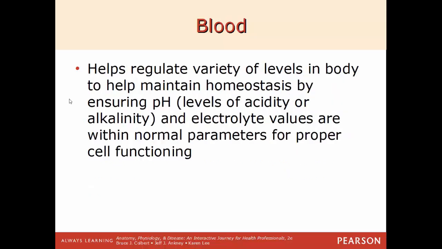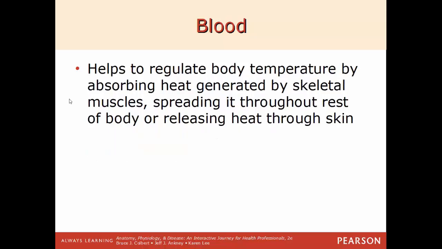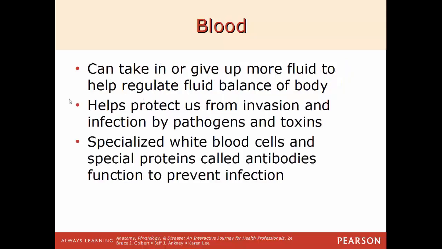The blood also plays a key role in maintaining the variety of different levels within the body, so you can maintain homeostasis, monitoring pH levels, electrolyte levels, and so on. It also helps to regulate body temperature by absorbing heat generated by skeletal muscles and spreading it throughout the rest of the body, or by releasing it through the skin so it can cool down. Now, the blood can either take in or give up more fluid in order to help regulate the fluid balance within the body. The blood also helps protect us from invasion and infection from pathogens and their toxins.